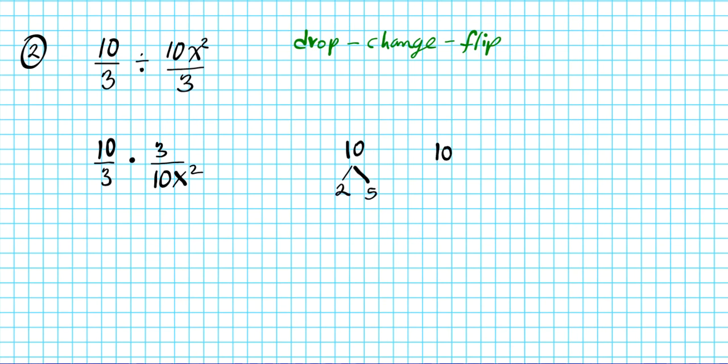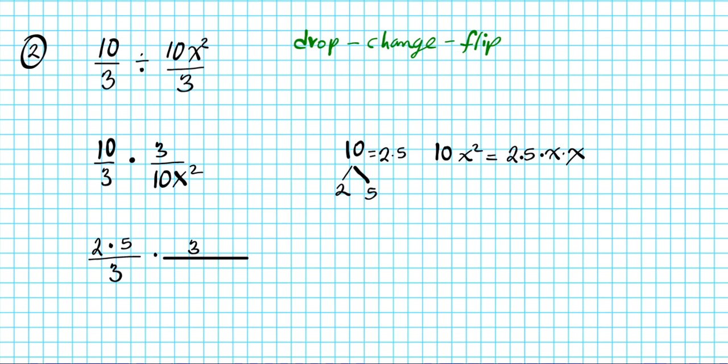10x squared, so 10 is 2 times 5. 10x squared can be decomposed. We already know that 10 is 2 times 5, so we just add on the x squared as x times x. All right, so let's go ahead and reinsert those. 10 is 2 times 5 divided by 3 times 3 divided by 10x squared in its decomposed form.